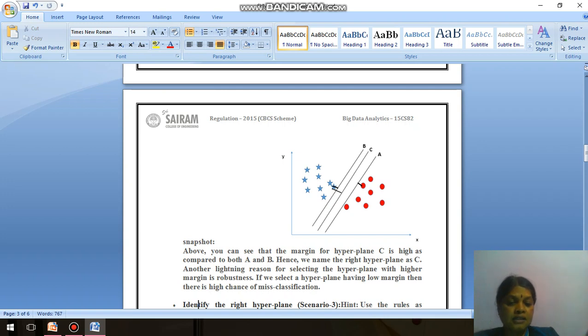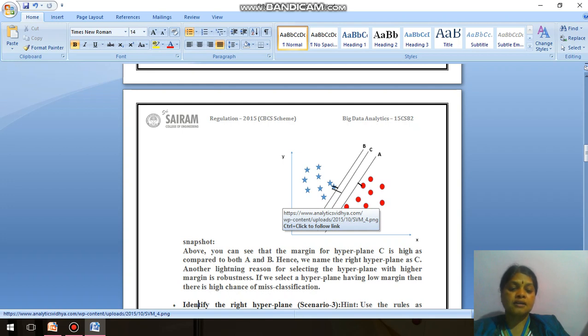Means the higher the margin, the more classification chances you will have. If the margin is lower, there is a high chance of misclassification. Our target is classification rather than misclassification. Understood? So why have we chosen C rather than A and B? Clear? So what I want to conclude is, C has a higher margin robustness compared to A and B.